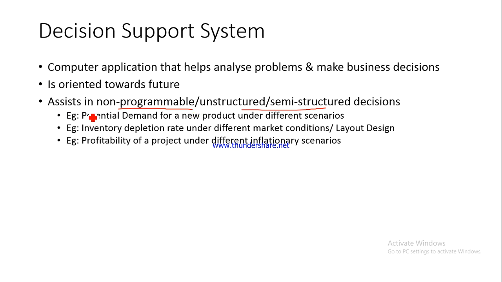Now, what are these kinds of situations? I have given you some examples. Potential demand for a new product under different scenarios. So a new product is being launched in the market. This kind of product has not been launched earlier. This is a new product. So definitely predicting the demand is going to be very, very difficult, and it is not something that you can predict just by looking at the past data. You cannot predict the demand of this new product based on the demand of the product which you launched 2 years ago.